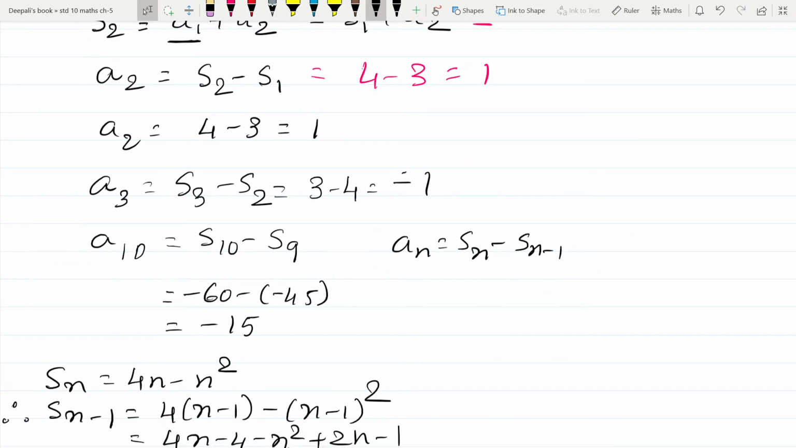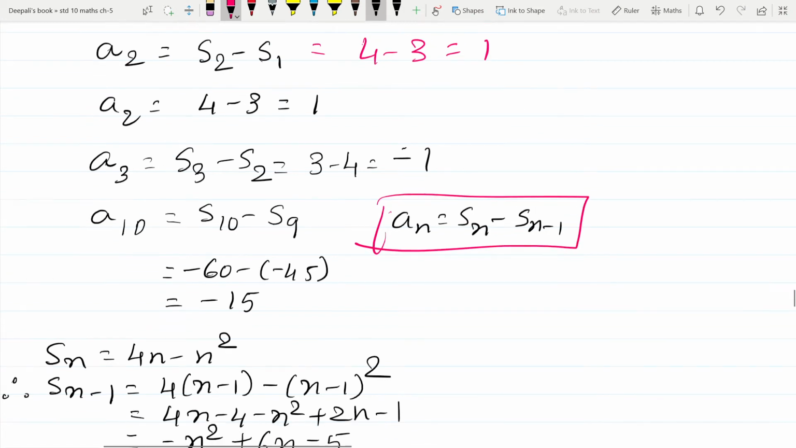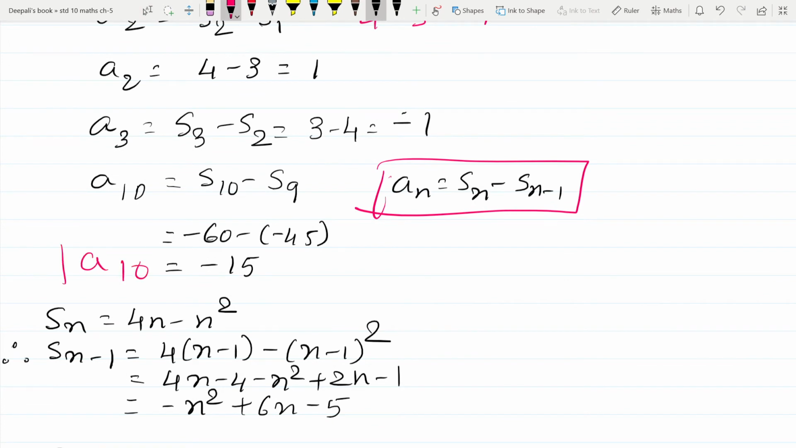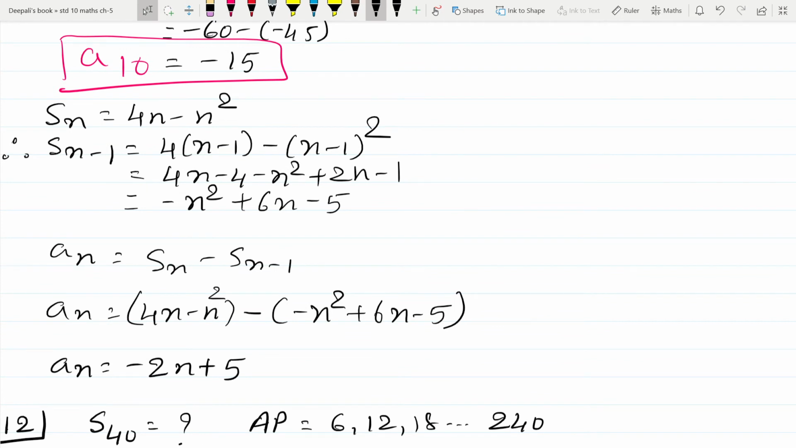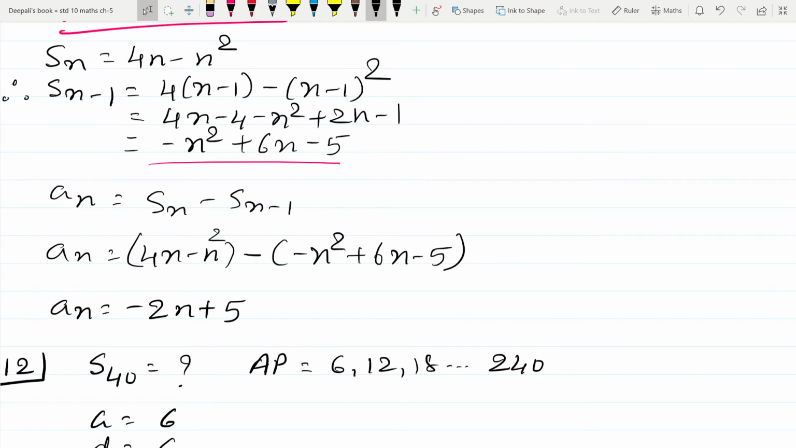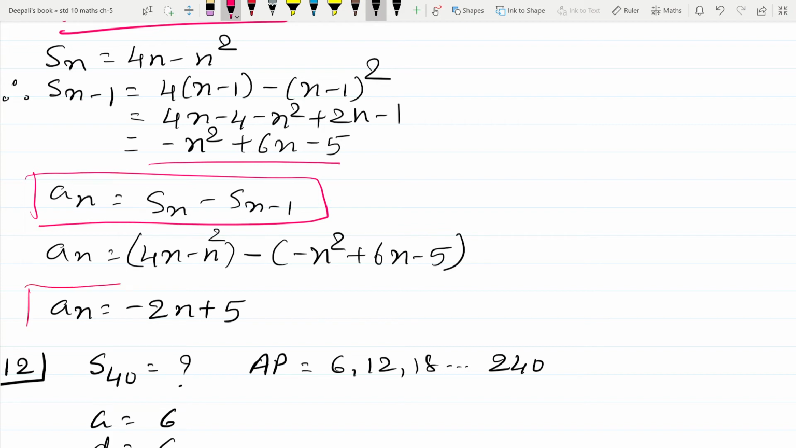A10 is S10 minus S9, using the formula An is equal to Sn minus Sn minus 1. I get A10 is equal to minus 15. Now I need to find An. Sn is equal to 4n minus n square, and Sn minus 1 is minus n square plus 6n minus 5. Replacing the value, using the formula Sn minus Sn minus 1, I get An as minus 2n plus 5.